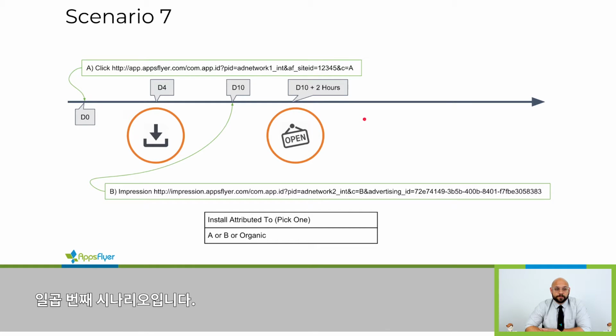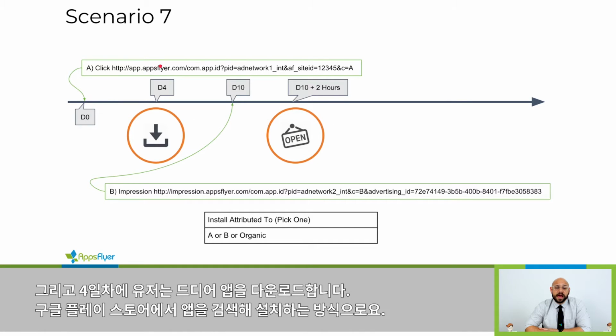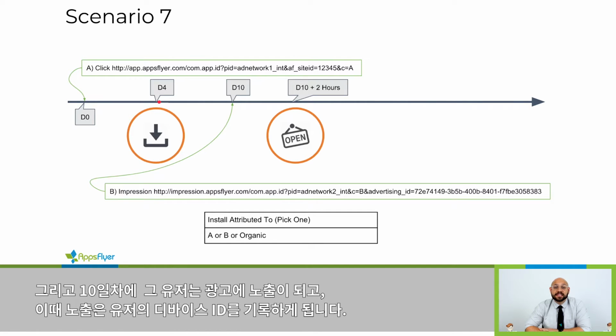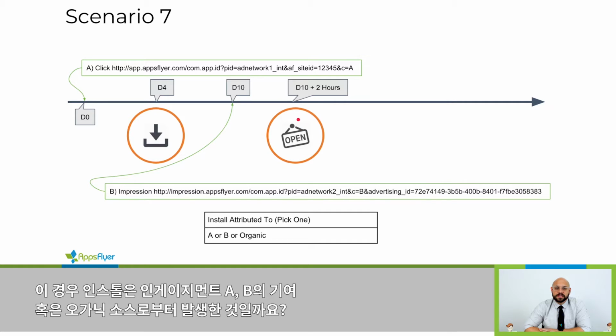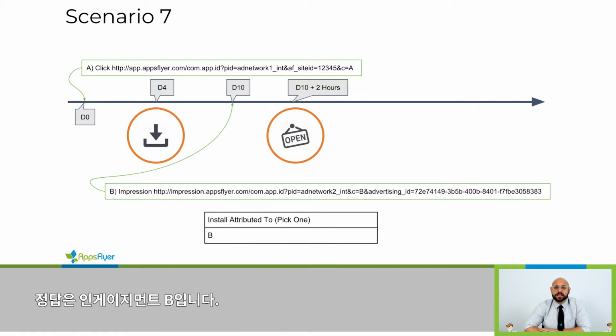Scenario number 7. On day 0, there's a click. On day 4, the user finally downloads the app by just opening up Google Play and searching for the app. On day 10, the user is served an impression, and that impression does have a device ID. And then on day 10 plus 2 hours, they finally open the app for the first time. Should this install be attributed to A, B, or organic? And the answer is B.